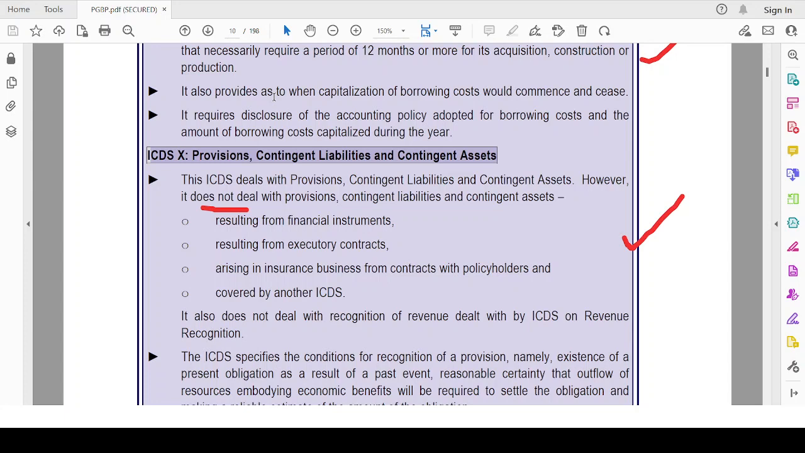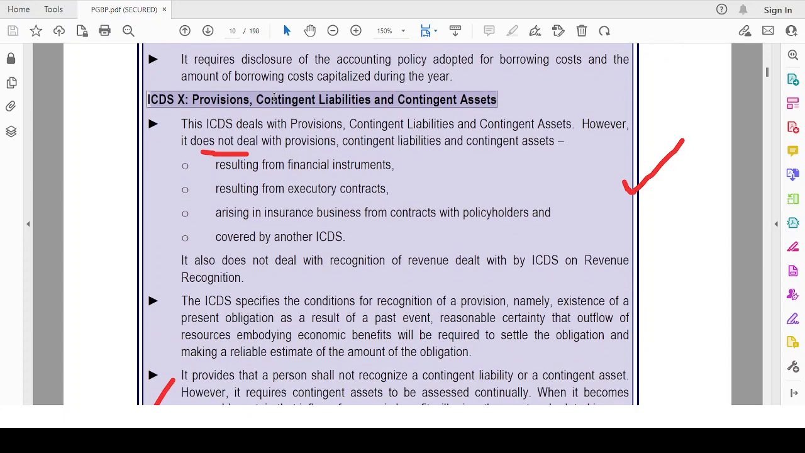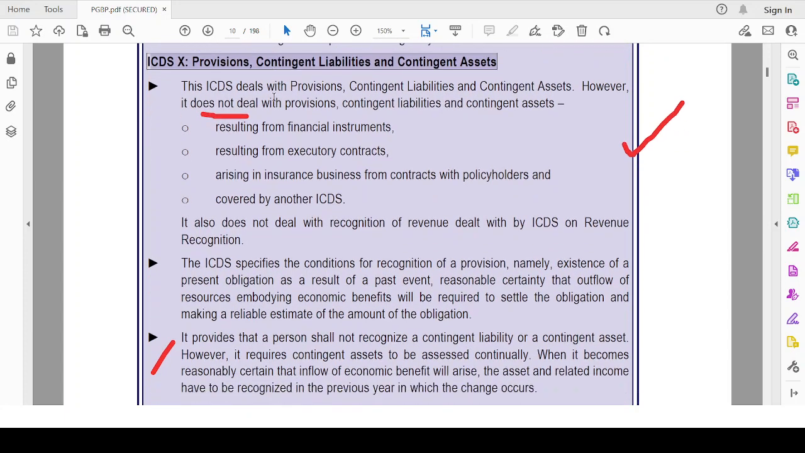Now, the last ICDS, okay? Provisions, contingent liabilities, and contingent asset. Clear. We have learned it in accounting, and what is new here? It says that you are not required to follow this ICDS for financial instruments, and provisions, contingent liability, and contingent asset resulting from financial instruments, executory contracts, insurance business, and those covered by any other ICDS.